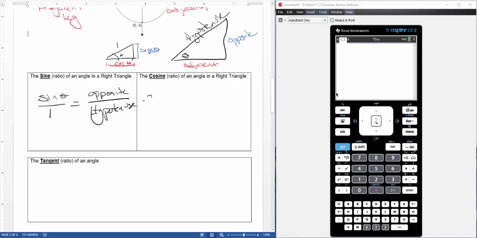If we do something similar with cosine, cosine over 1 should be the same as red over black, or adjacent over hypotenuse. So now the adjacent leg over the hypotenuse. What this tells me is that if I have any old right triangle, if I know something about the angle and one of the sides, or if I know both sides, I can know something about the angle. I can figure out some values based on this.